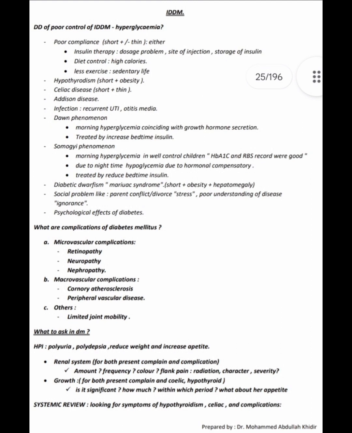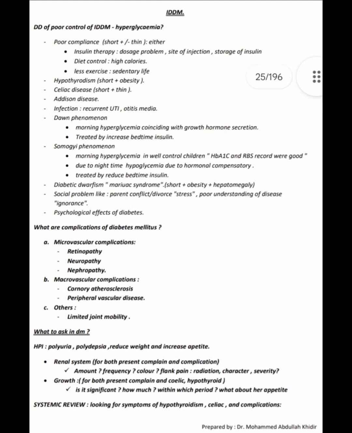Now hypothyroidism, that is presentation short plus obesity, celiac disease presentation short plus thin, and Addison disease, infection, recurrent UTI and otitis media. Then Dawn phenomenon. This includes morning hyperglycemia coinciding with growth hormone secretion, treated by increased bedtime insulin. Somogyi phenomenon, that is morning hyperglycemia in well-controlled children, HbA1c and RBS records were good, due to nighttime hypoglycemia due to hormonal compensatory, treated by reduced bedtime insulin.